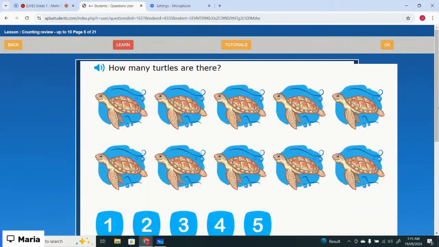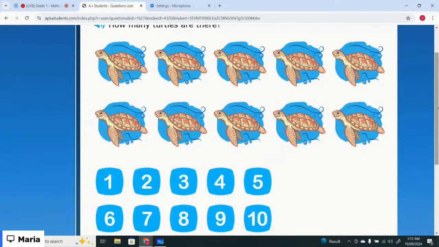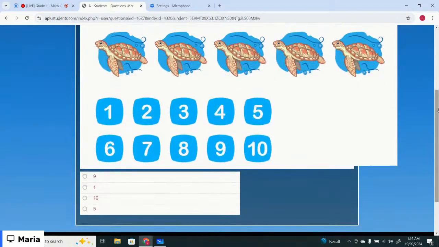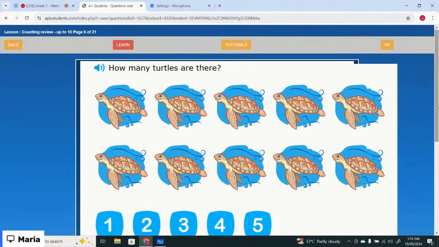Okay, how many turtles are there? You need to count the turtles, right? So let's just count. We have 1, 2, 3, 4, 5, 6, 7, 8, and 9. We have 9 turtles. Sorry, no, 10 turtles. Got it? Okay, you can complete the lesson by yourself later today. Let me just move on to next lesson.